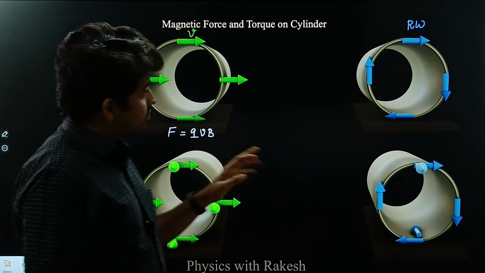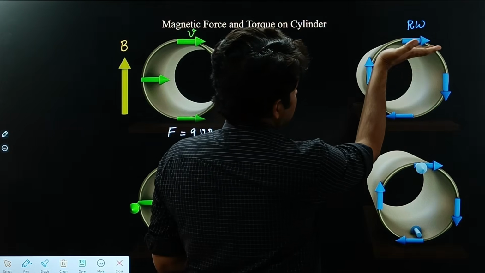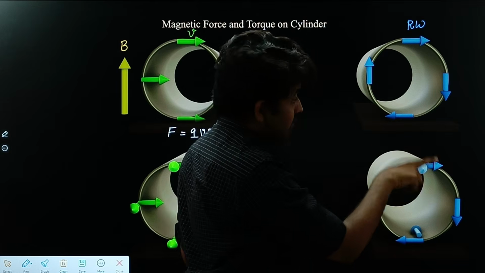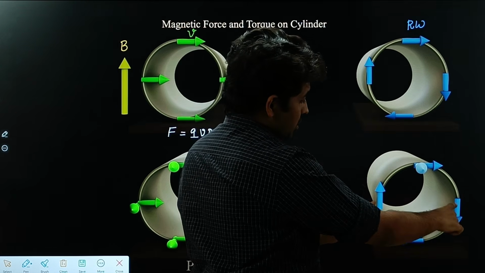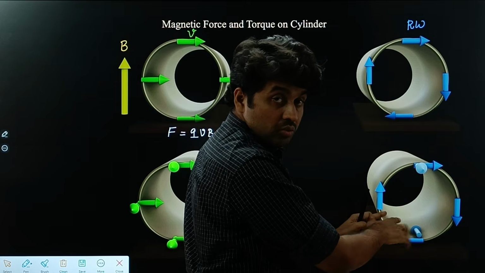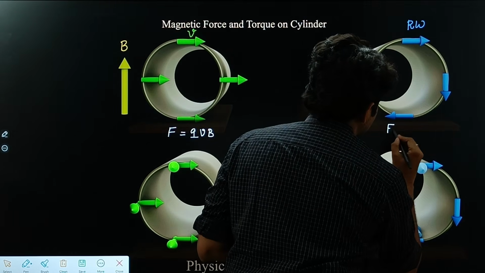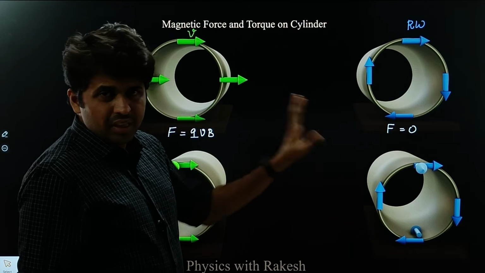Next, consider rotation. Here the force V cross B is outward. Here the force is inward. So at all these points, force is outward, and at all these points, force is inward. So the net force due to rotation is equal to 0. We'll combine them again vectorially.